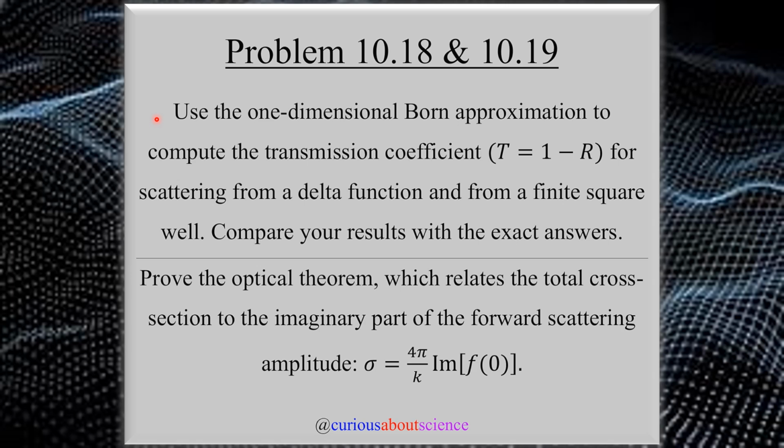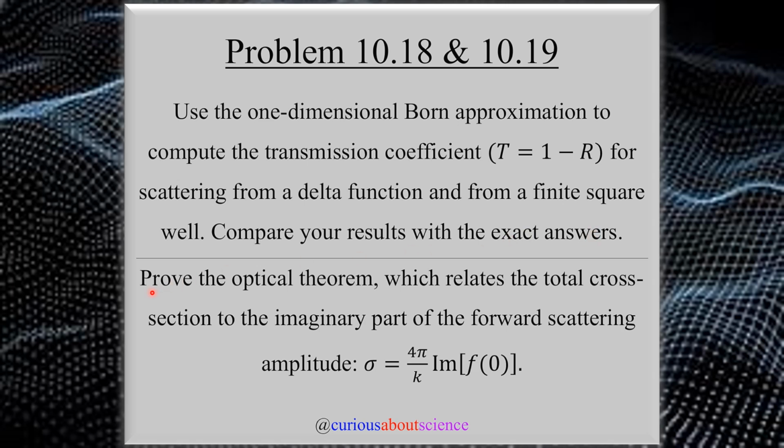In problem 18, we wish to use the one-dimensional Born approximation to compute the transmission coefficient, given that T is equal to 1 minus R, for the scattering from a delta function and from a finite square well. Compare your results with the exact answers.